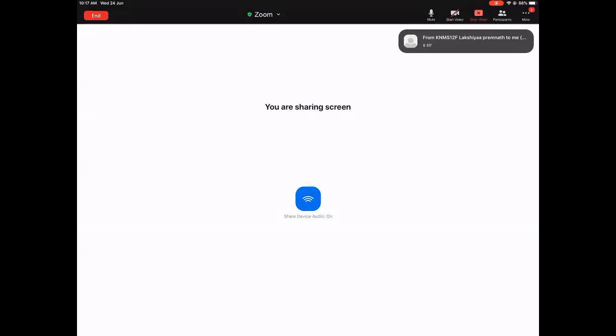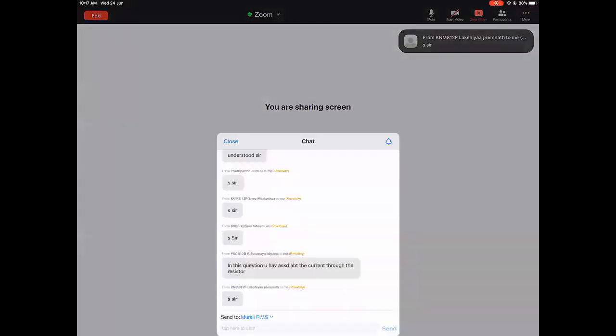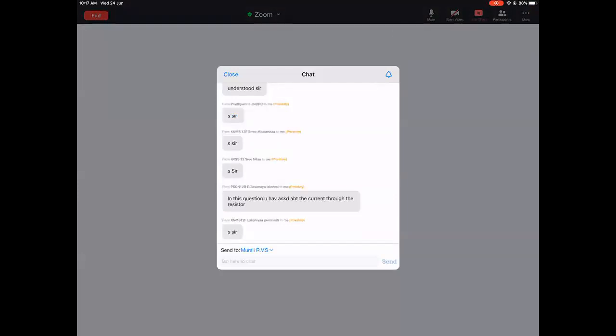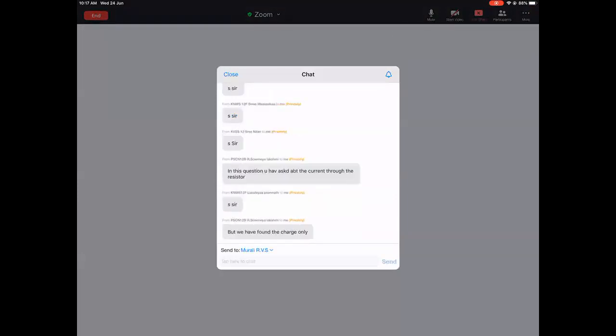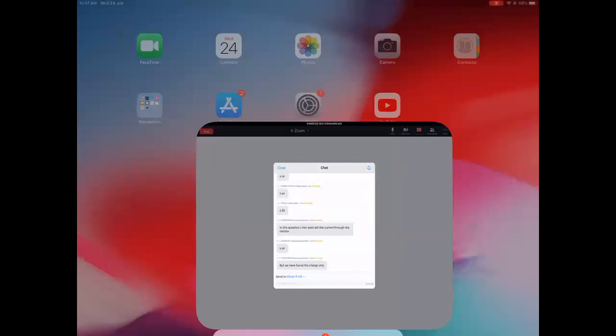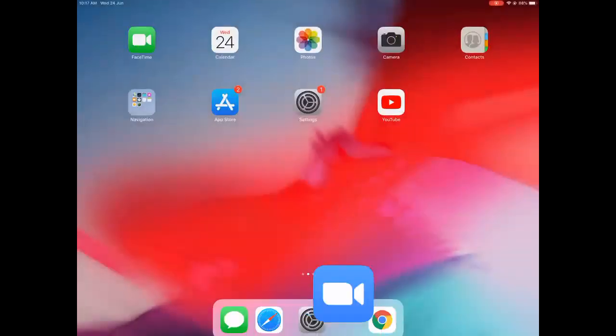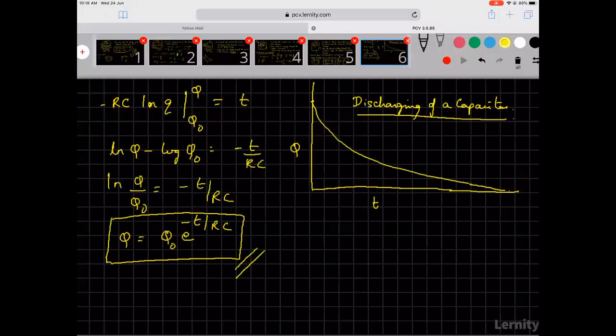Now there are some questions coming up, so let me answer those questions. In this question you have asked about the current through the resistor after the battery has been removed. Once you find the charge, then you can find the current, because I is equal to dq by dt. So from there we'll be able to find out. It will be equal to q naught by RC into e power minus t by RC. So this will be the current in the circuit.